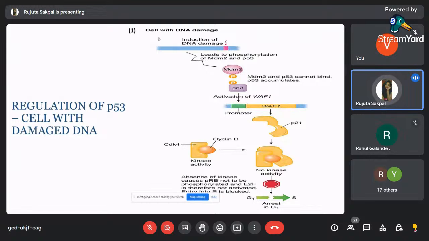Absence of kinase activity causes PRB not to be phosphorylated. Thus E2F is not activated. As we know, PRB phosphorylation is responsible for E2F activation, and that is needed for DNA replication. So here E2F is not activated, entry into S phase is blocked, and the cell is arrested in G1 phase.